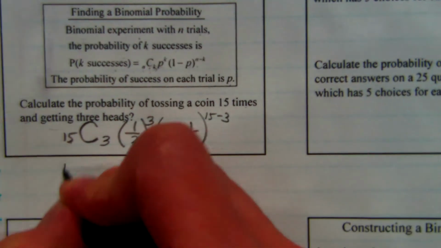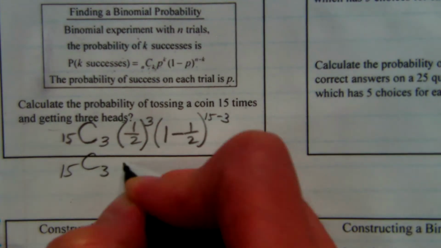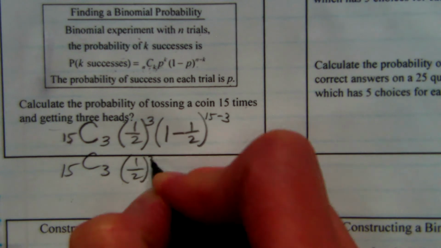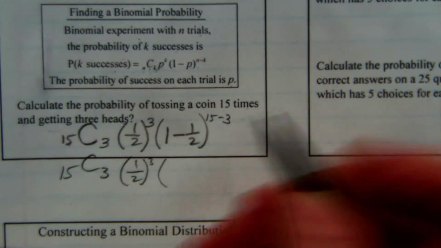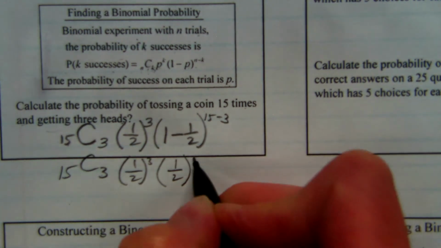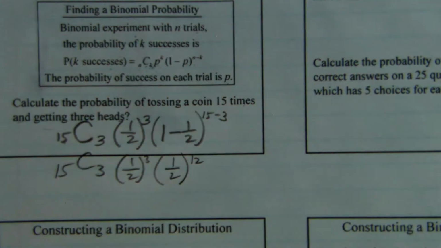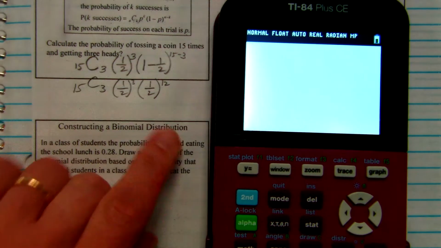So we're going to use the calculators to do most of the hard work here. So I have 15C3, 1/2 to the third power. And then we're going to do 1 minus 1/2. 1 minus 1/2 is 1/2. We're going to do the 15 minus 3 and get 12. And then we're going to type all of this into our calculator. So I'm going to zoom out a little bit so I can get the calculator right up next to where we're working. And we'll type it in.